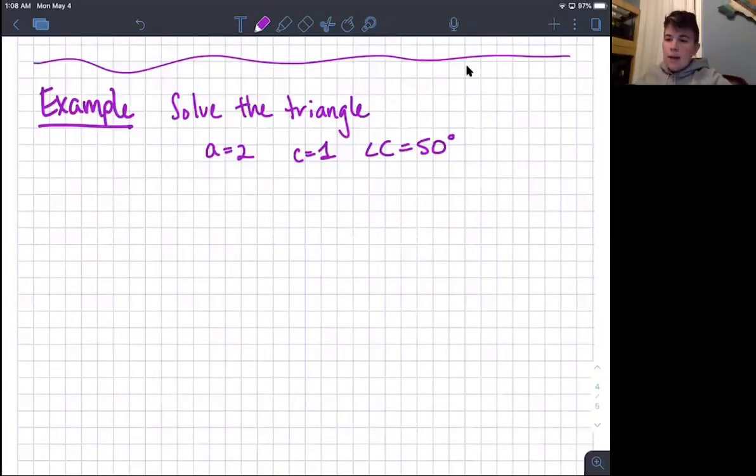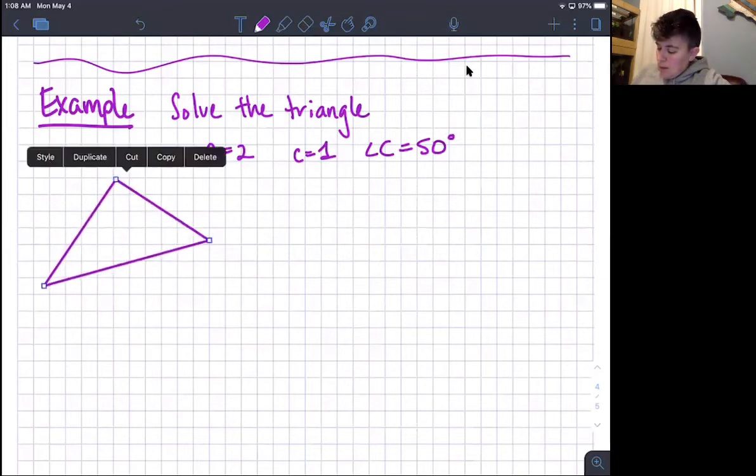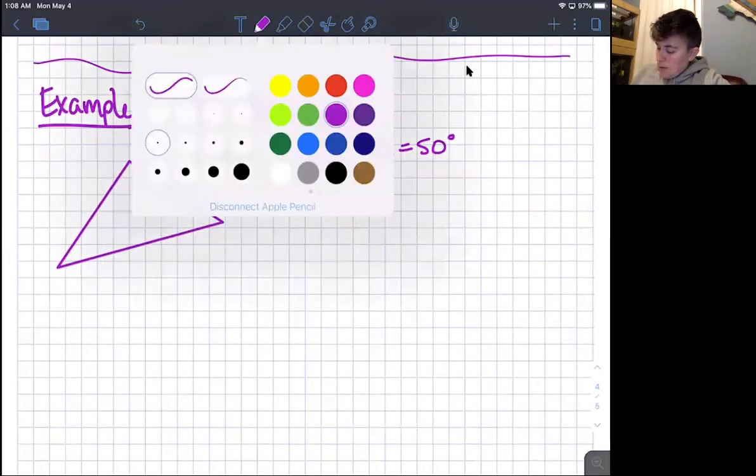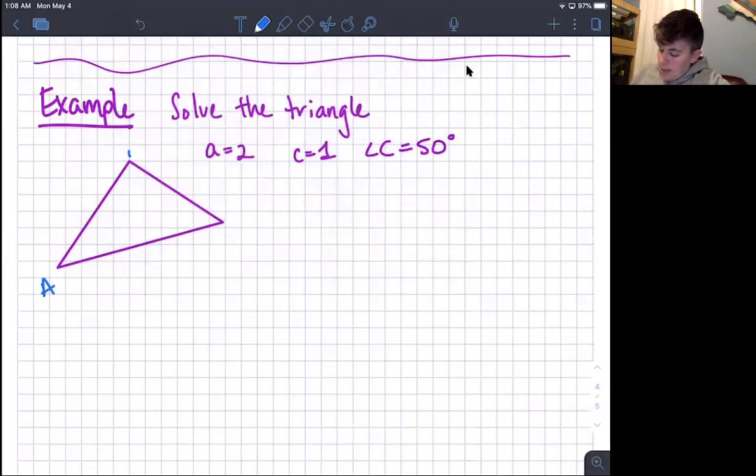All right, y'all, I'm back. Here's our next example. We're going to solve this triangle: a equals 2, c equals 1, and angle C equals 50. Here's my little triangle. Let me label my sides, A, B, C. So this side is 2, this side is 1, and angle C is 50 degrees.